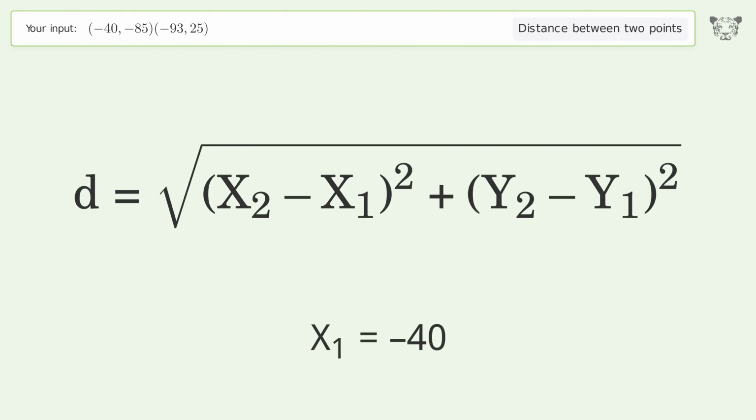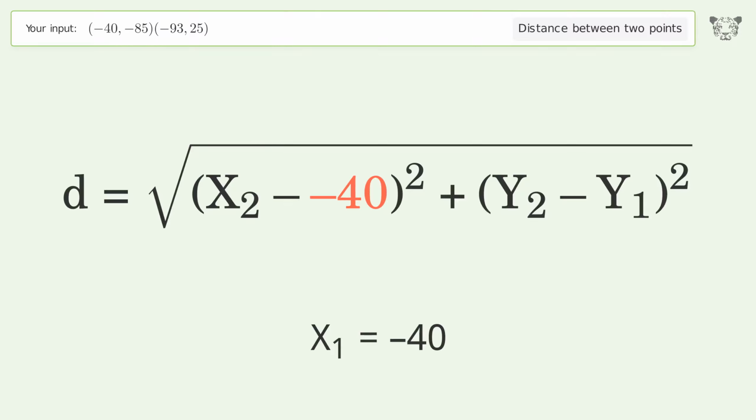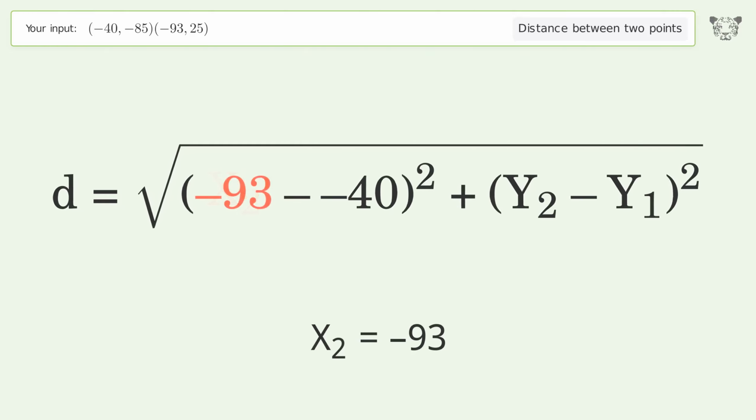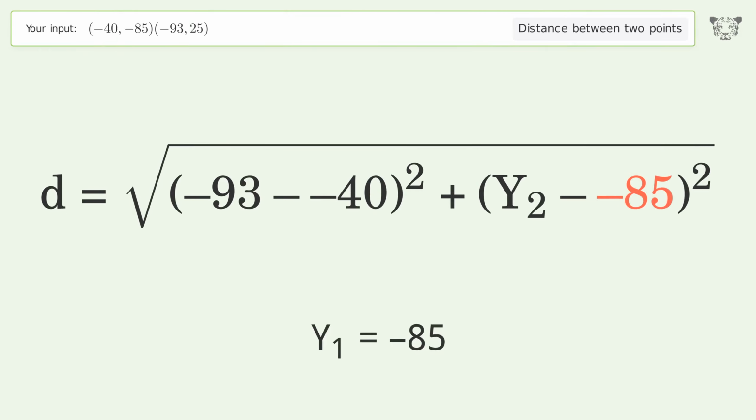x1 equals -40. x2 equals -93. y1 equals -85. y2 equals 25.